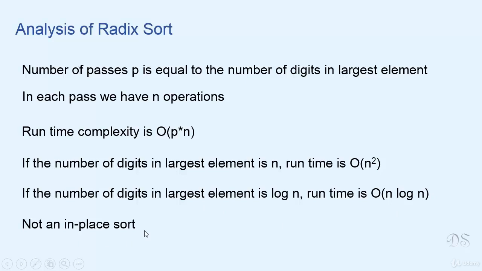This is not an in-place sort since we need extra space for performing the sorting. And this is a stable sort, and that means it will maintain the relative order of duplicate elements in the sorted output.